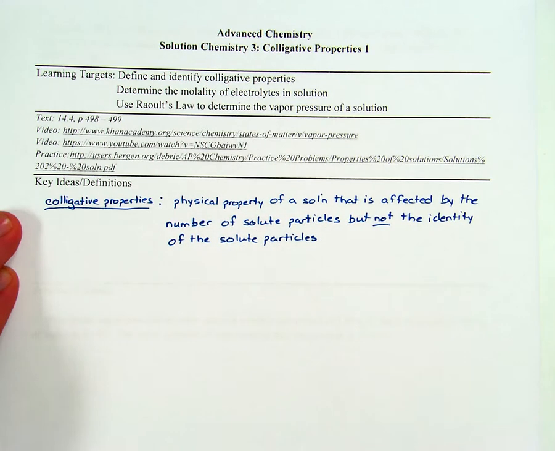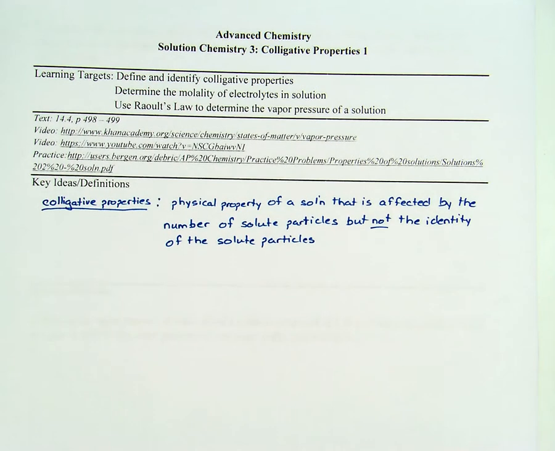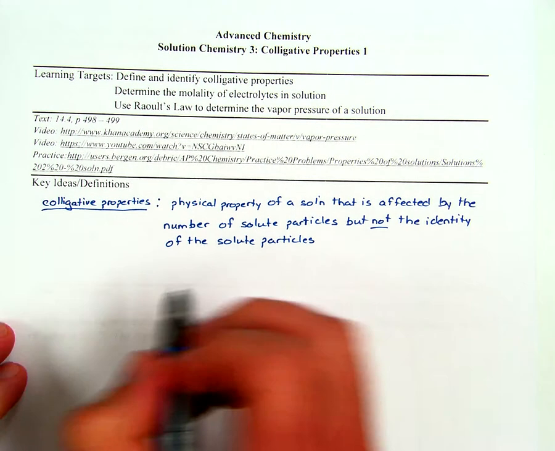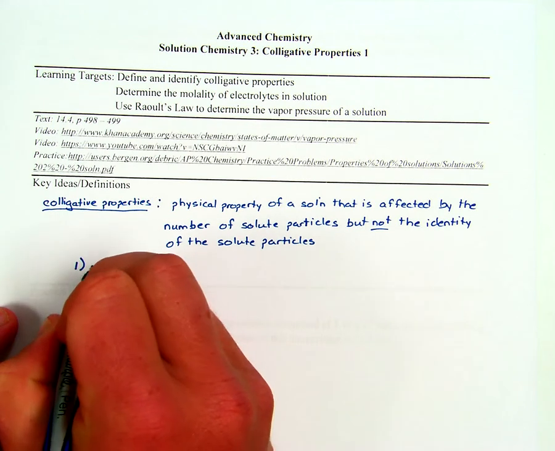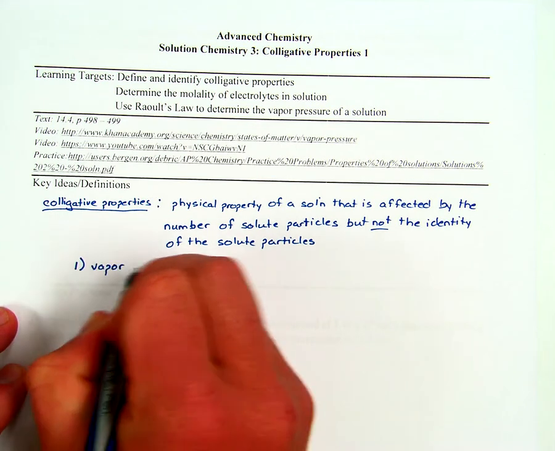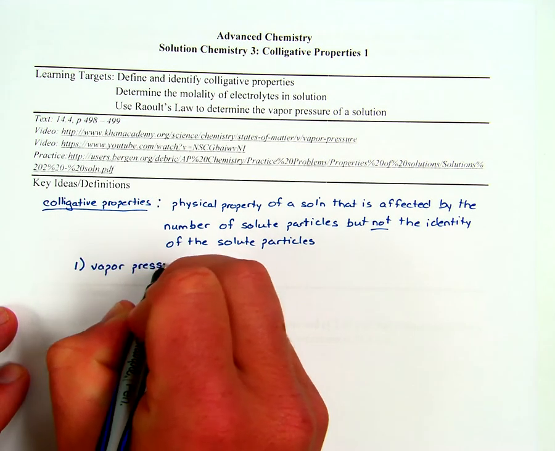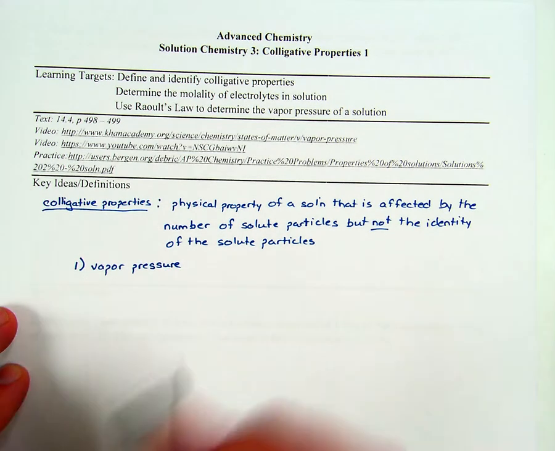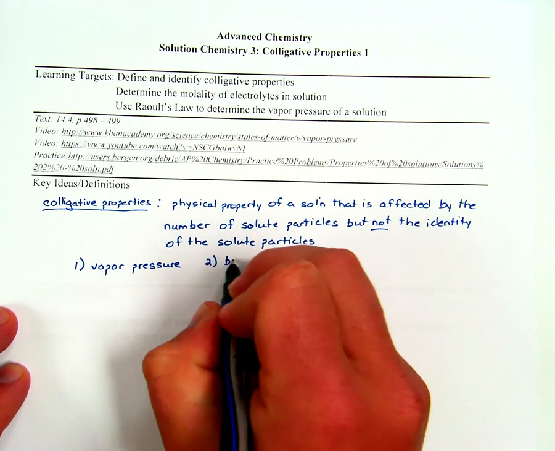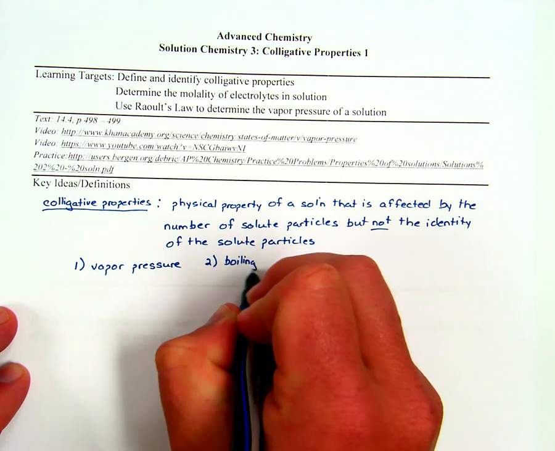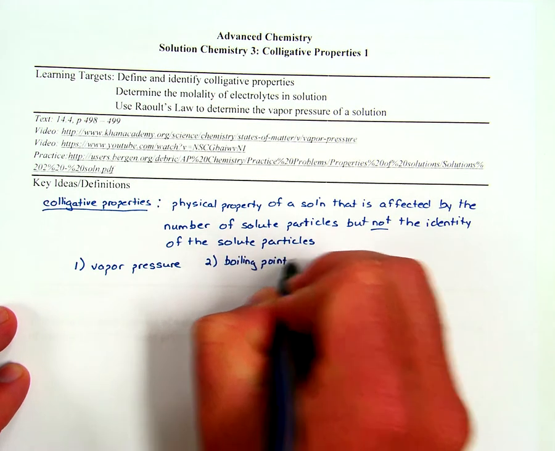So in other words, it doesn't matter what you dissolve in the solvent. These properties are only affected by how much you happen to dissolve. There are 4 basic colligative properties, 3 of which we will look at very closely in this class. The one we're going to look at in this lecture is vapor pressure. The 2 that we'll look at in our next video are boiling point and freezing point.